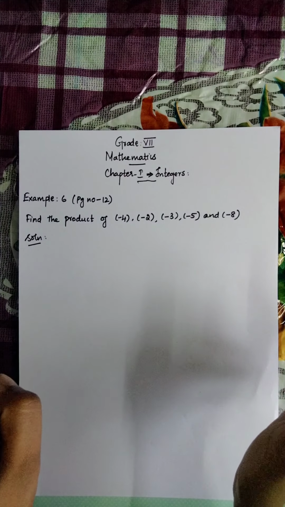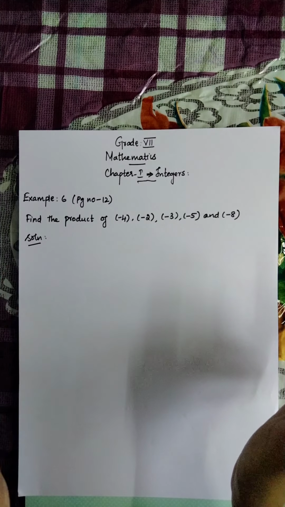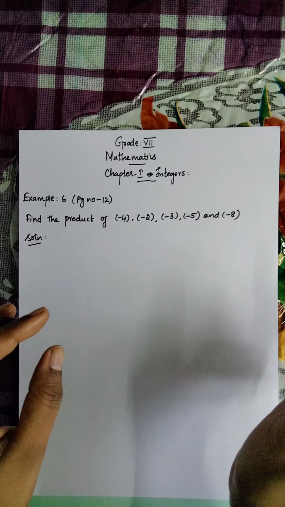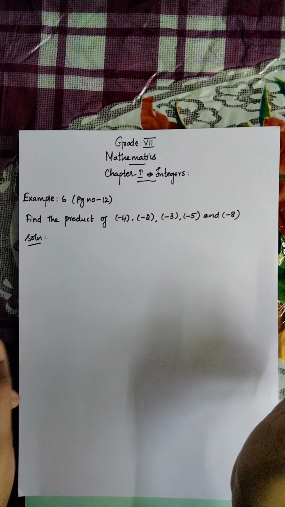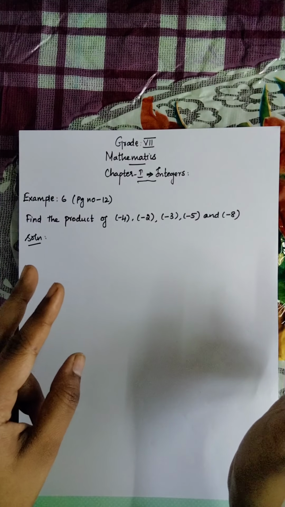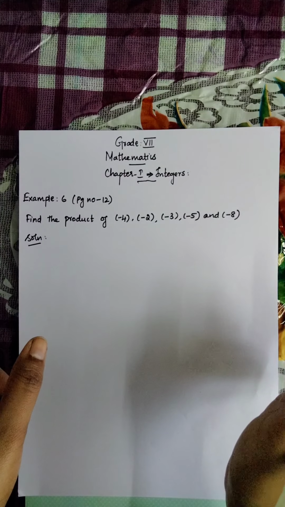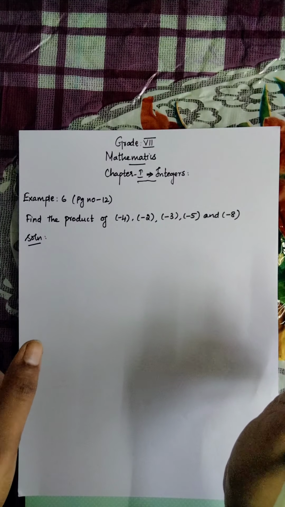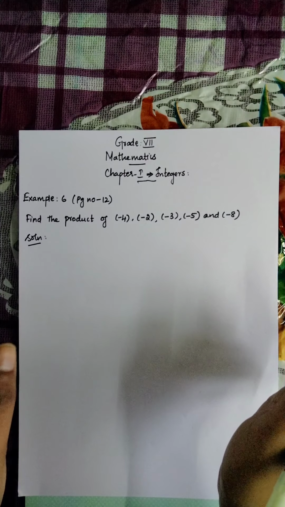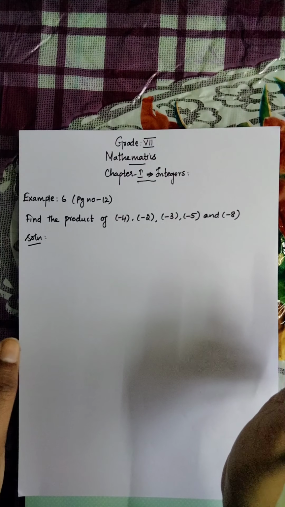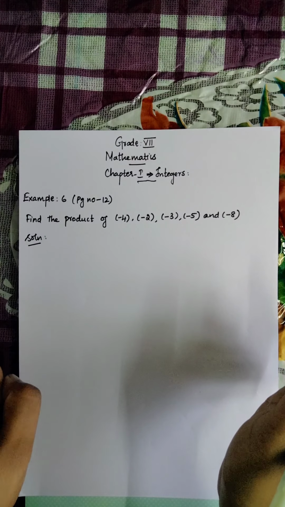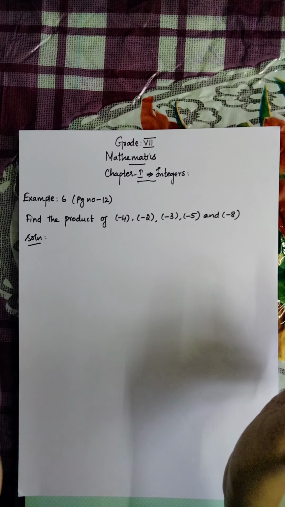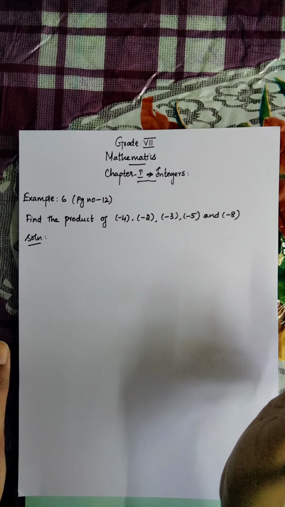The first rule is multiplication of two integers with unlike signs gives the negative product. The second rule is multiplication of two integers with like signs gives the positive product, right?